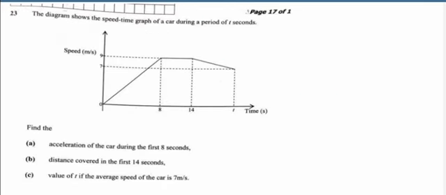Question 23 reads, the diagram shows the speed time graph of a car during a period of t seconds. So t is the total time taken for the entire journey. So the first question is saying find, question A, the acceleration of the car during the first 8 seconds. So during the first 8 seconds, what was happening here is just acceleration. So acceleration is given by the change. When I use a triangle, I just mean change in speed over change in time.